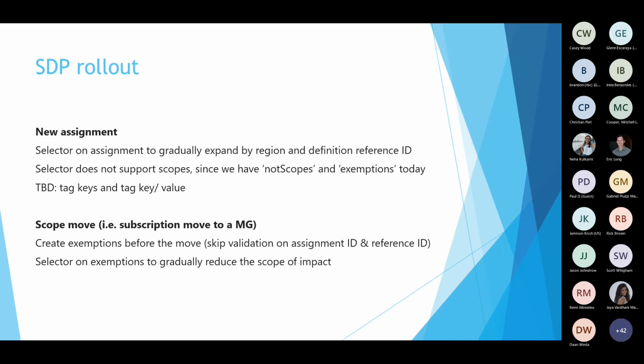So the one that we were asking for feedback and comments on is for tag keys and key values. Right now, a lot of customers do have policies built on tags, but it's usually a condition within the policy. We were considering how the process would be if we made that a selector, right? So you would tell us what tag key and tag key value you would want us to roll it out to. The issue being faced is it would only be tag keys and values.